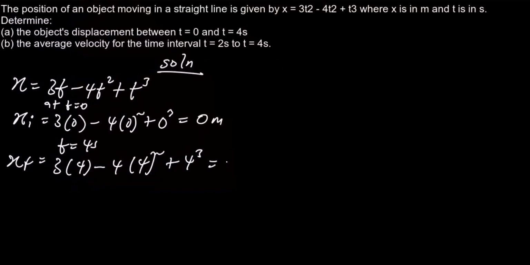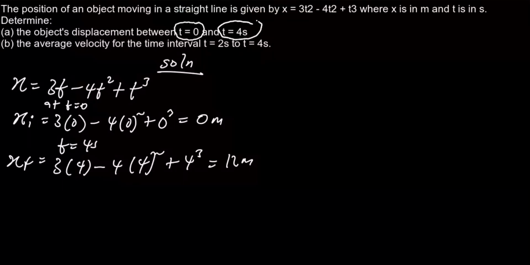So what will I have here? What I'm going to get here should be 12, that's 12 minus 64 plus, that's 12 meters. Now, when you substitute t equal to 0, you get your initial displacement.